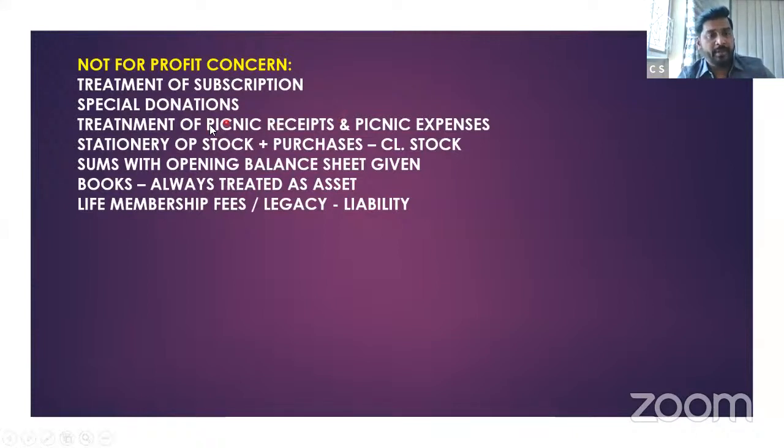Then treatment of picnic receipts and picnic expenses, just like entertainment receipts and entertainment expenses, just like any other typical receipt and typical expenses. If they both are related to one activity or one event, adjust it. Stationery, this is very important. Opening stock of stationery is given, then you have to add purchases, less closing stock, this type. Sums with opening balance sheet given sometimes create problems. Which one to carry forward?